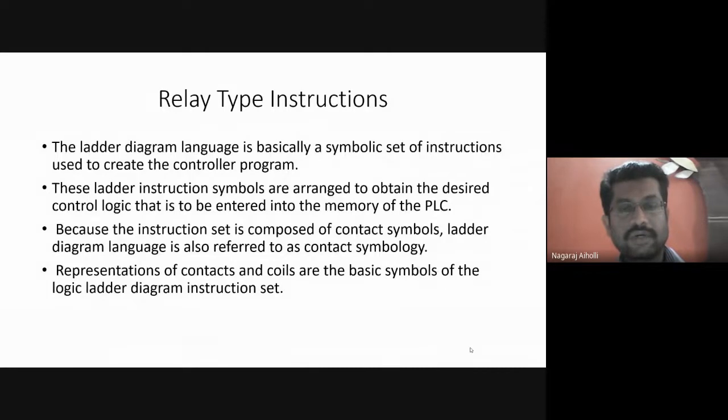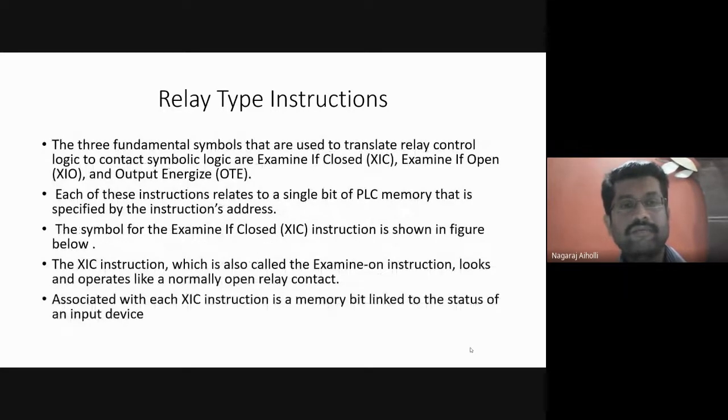Representation of contacts and coils are the basic symbols of the logic ladder diagram instruction set. Every instruction set of the ladder diagram consists of what are called contacts and coils. They are represented in the form of a contacts and coil arrangement. The fundamental symbols are used to convert from the relay logic to the ladder diagram logic.